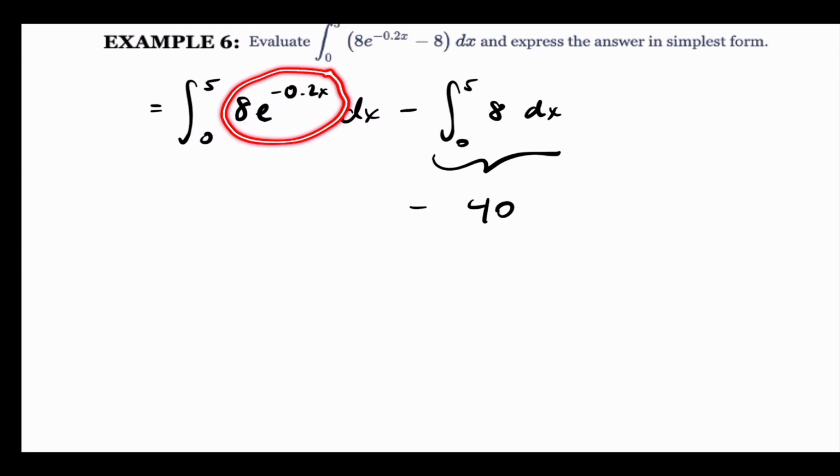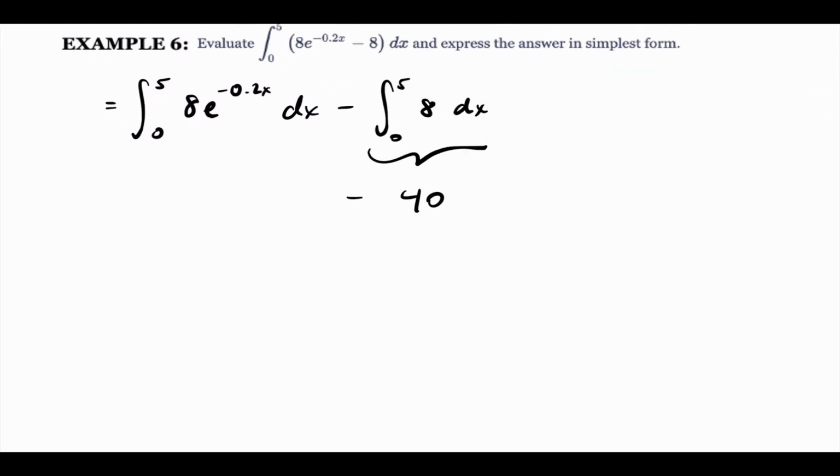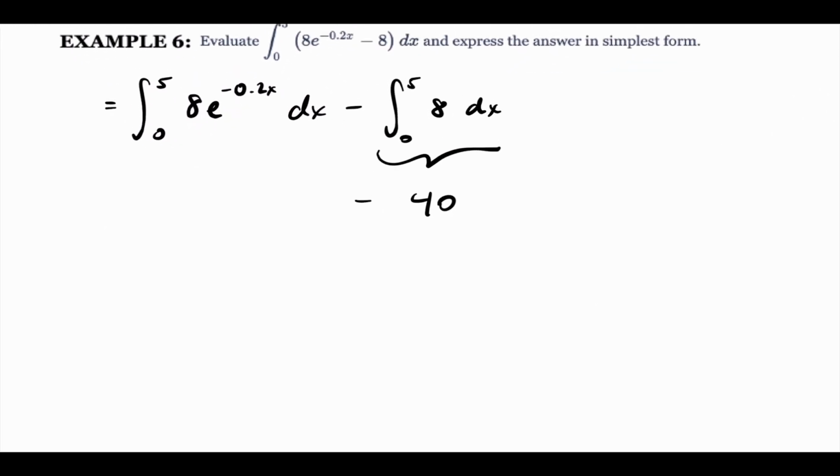What do you think U is going to be? Negative 0.2, the power. Yeah, U is going to be the power, right? U will be that power. So let's do that. So divide by negative 0.2, divide by negative 0.2.